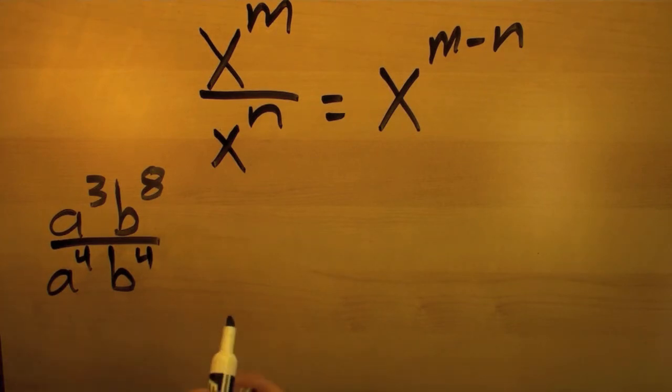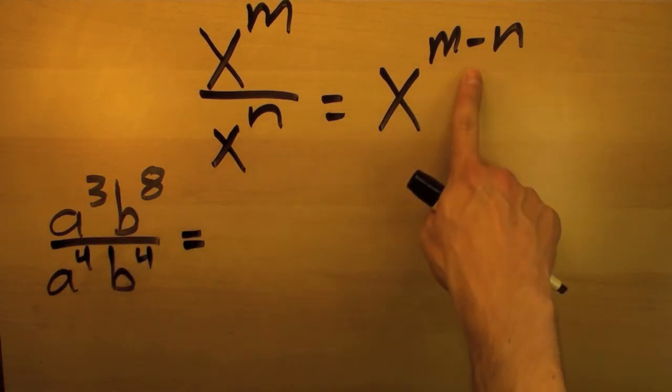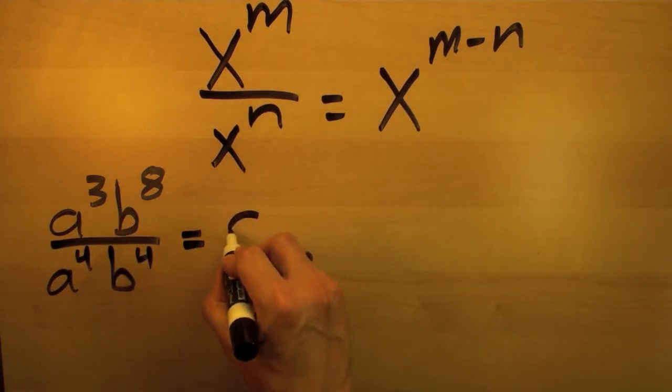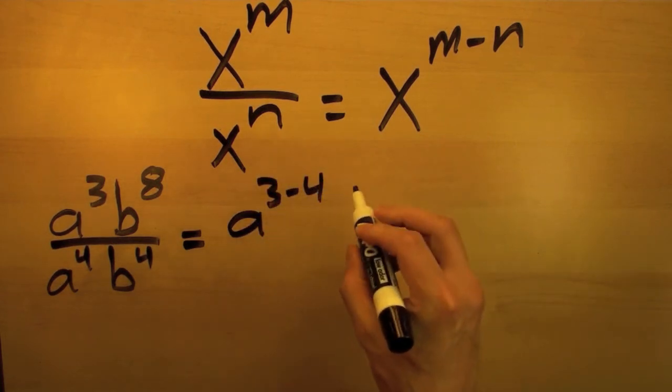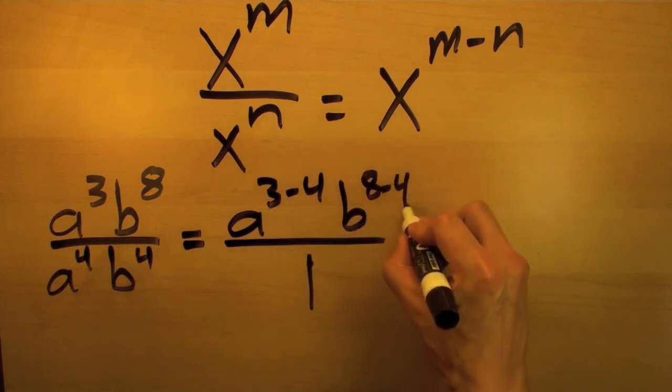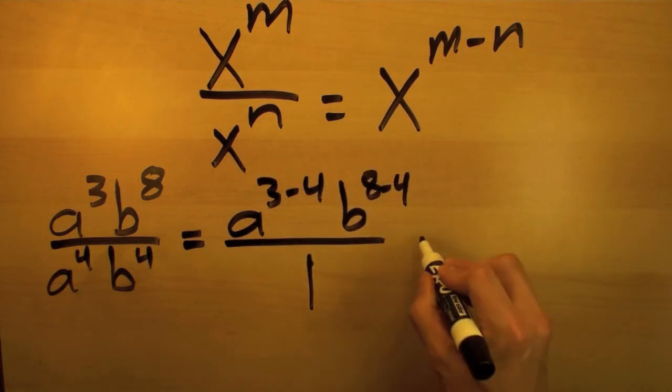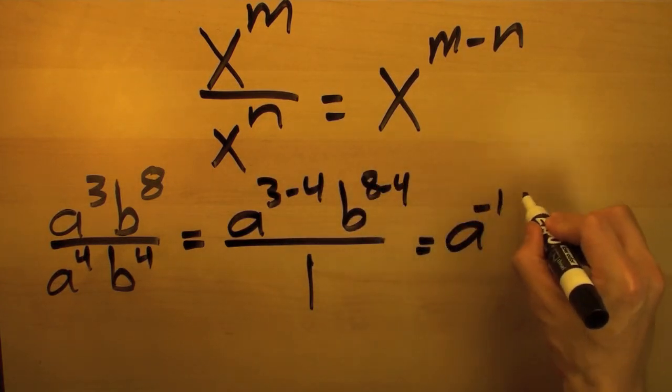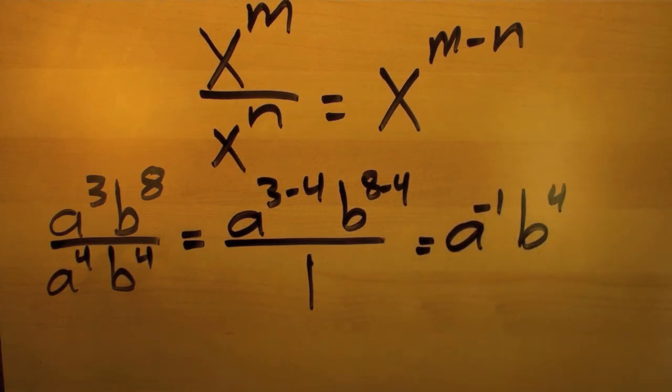So we can try a problem that has multiple variables in it, and we still follow the same principles. So if we subtract the exponents, that's going to give us a to the 3 minus 4, b to the 8 minus 4. So we have a to the negative 1, b to the 4th.